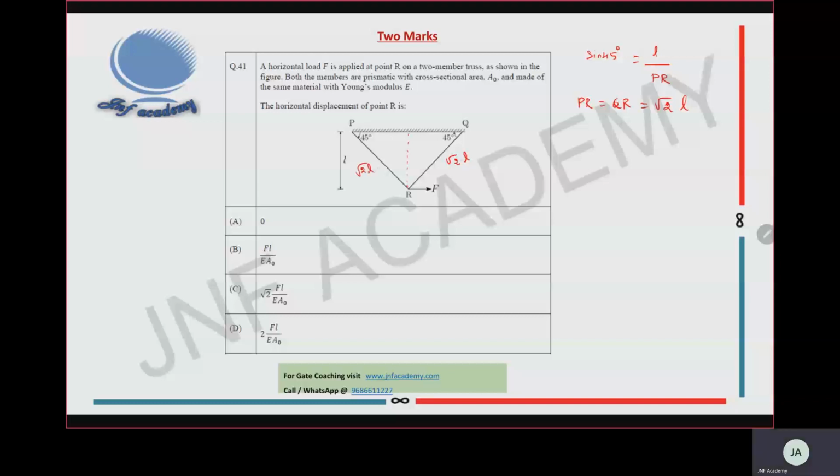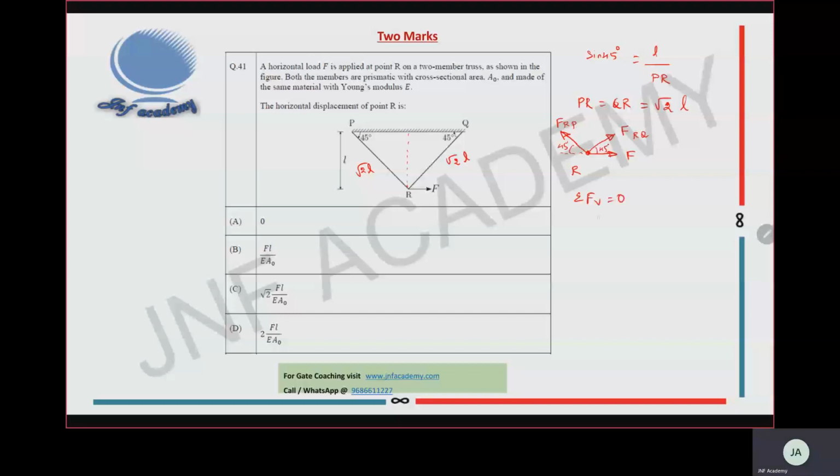Now I can take this R joint. In R joint, the externally applied force is F, and the member force along this side is F RQ. This angle is 45 degree. The same way, this side, RP, also 45 degree. Now we can go for a vertical equilibrium equation.